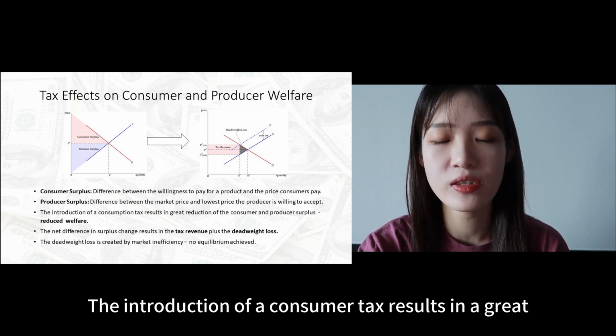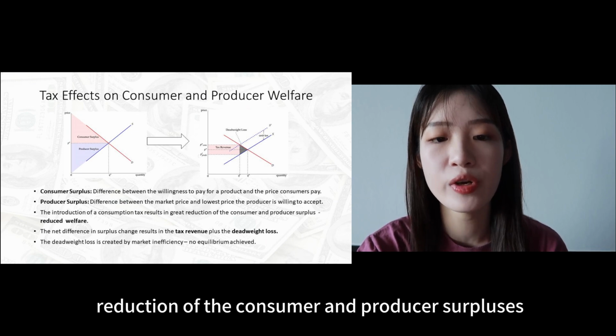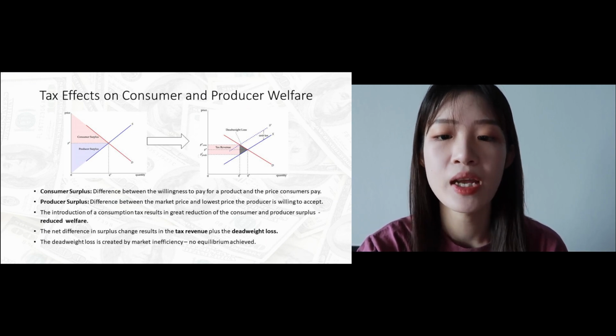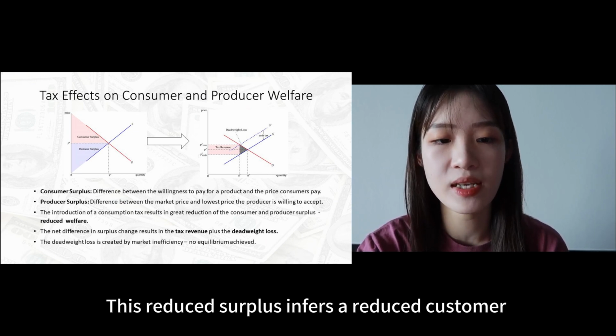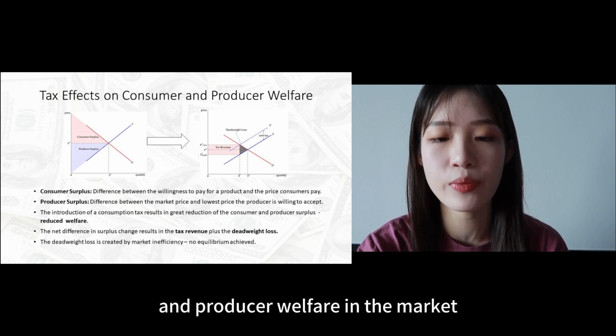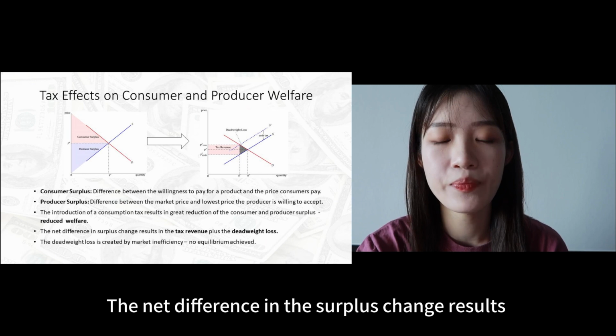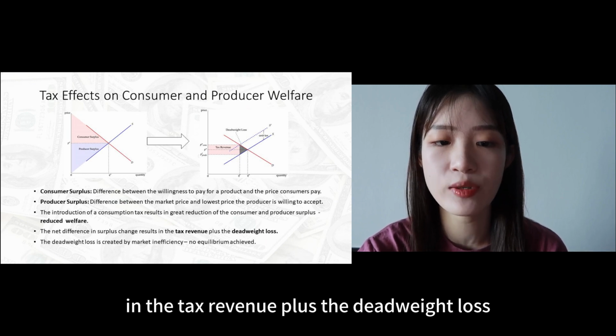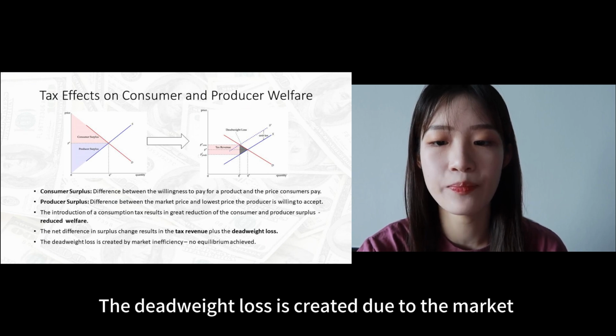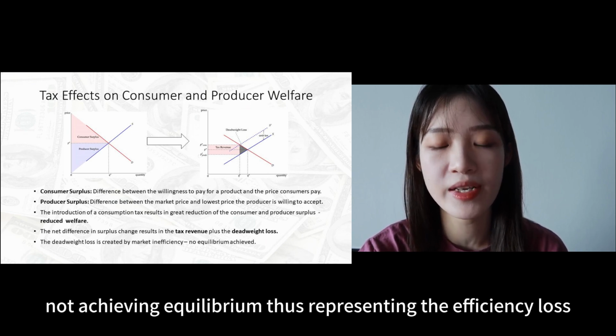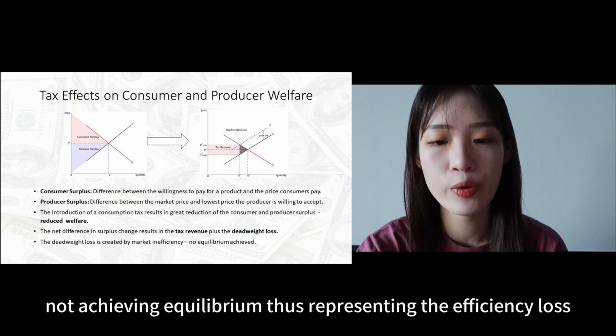The introduction of a consumption tax results in a great reduction of the consumer and producer surpluses. The reduced surplus infers a reduced consumer and producer welfare in the market. The net difference in the surplus change results in the tax revenue plus the deadweight loss. The deadweight loss is created due to the market not achieving equilibrium, thus representing the efficiency loss.